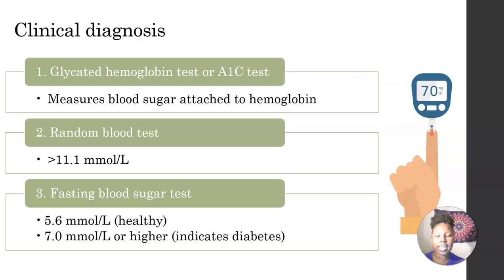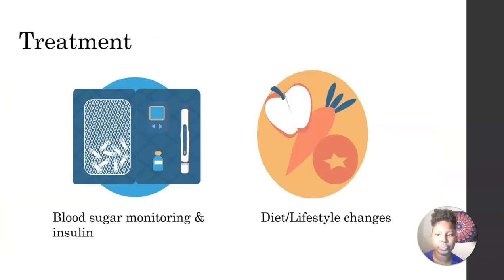So we have the random blood test, which you can take at any time of day. If your random blood test is at 11.1 millimoles per liter or over, then you have type 1 diabetes, or diabetes in general. And then we have the fasting blood sugar test. This test can be done, but you have to fast the day before. And then in the morning when you take it, if your blood sugar is at 7 millimoles per liter or higher on two separate occasions, you have a positive type 1 diabetes test.